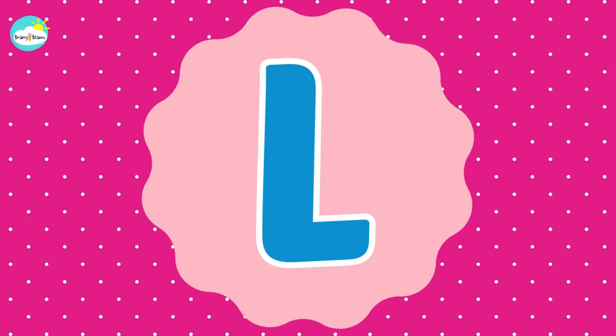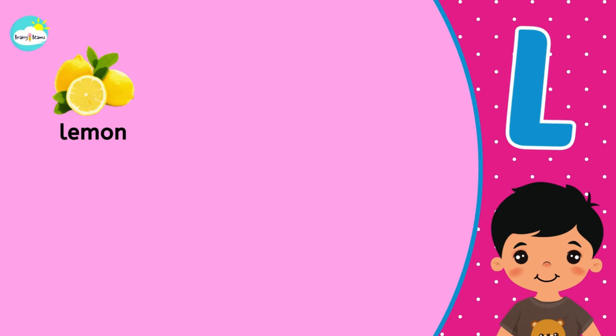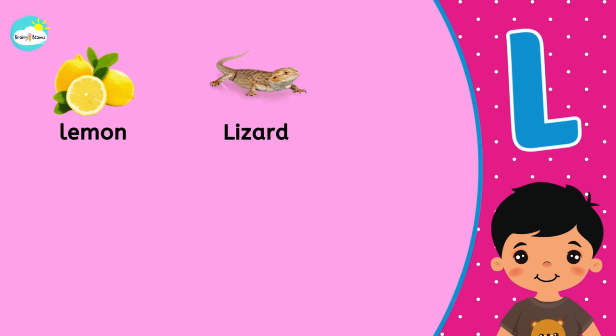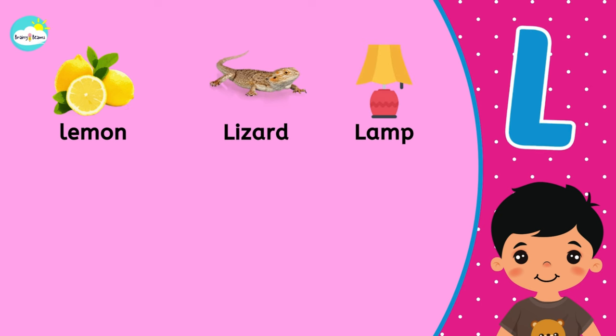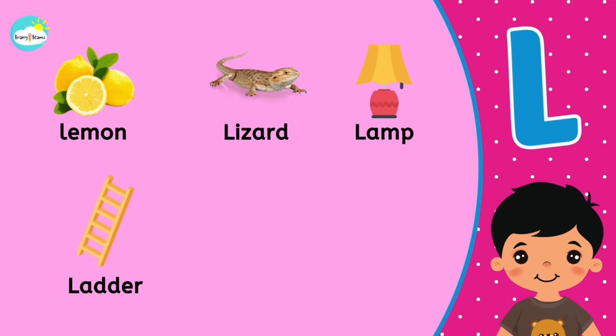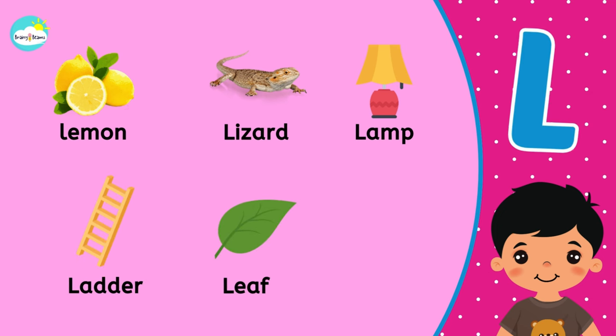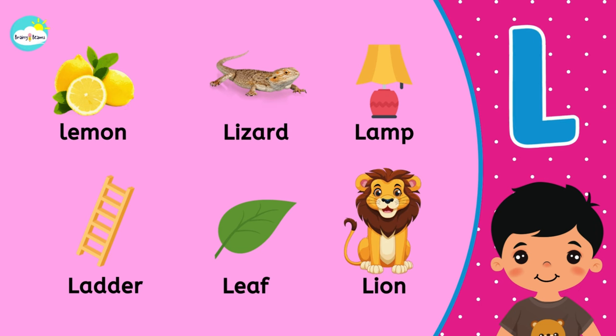L. L is for lemon. L is for lizard. L is for lamp. L is for ladder. L is for leaf. L is for lion.